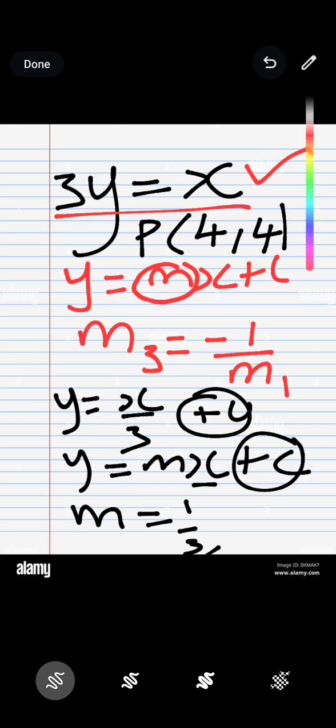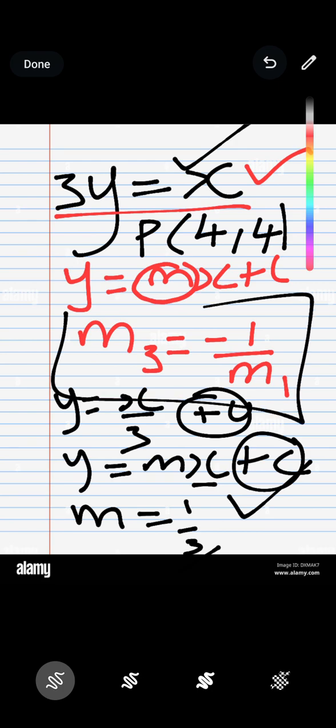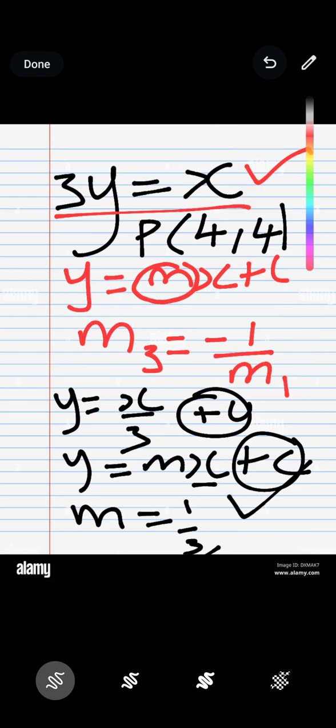This gradient is for the given line. Now to find the gradient of the perpendicular line, we're going to use this formula. We have 1 over 3 as our m1. So we're going to say, let me just erase all this.